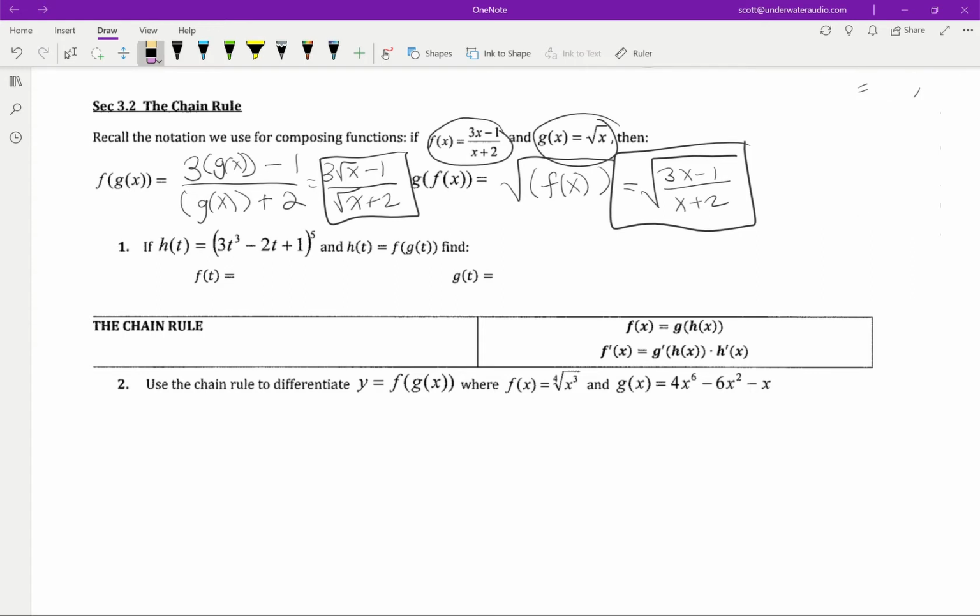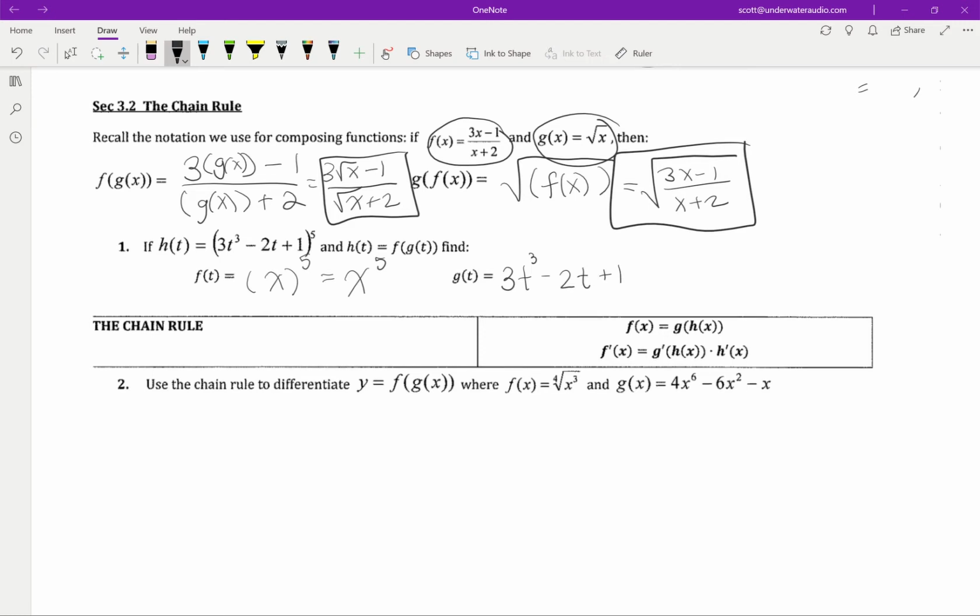So what we're going to deal with in this section is what happens when we have a composition of functions and we want to take a derivative. So for number 1, I have 3t cubed minus 2t plus 1, and all of that is to the 5th power. So now I want to think about it as a composition of functions. The function f is my outside function, and that is whatever it is on the inside to the 5th power. So I'll just think of it as x to the 5th. And then the function on the inside is this 3t cubed minus 2t plus 1.